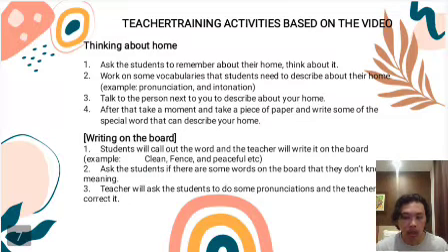After that, take a moment and take a piece of paper and write some of the special words that can describe your home. The second one is the teacher writing on the board. After the students tell about their home, students will call out the words and the teacher will write them on the board. For example, clean, fence, and peaceful. After that, the teacher needs to ask the students if there are some words on the board that they don't understand. After that, the teacher will ask the students to do some pronunciation and the teacher will correct it.